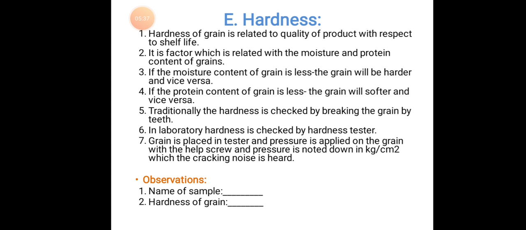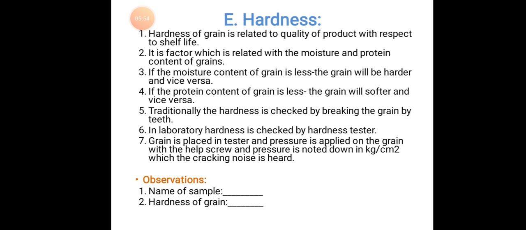E. Hardness. Hardness of grain is related to quality of product with respect to shelf life. It is a factor which is related with the moisture and the protein content of grains. If the moisture content of grain is less, the grain will be harder and vice versa.